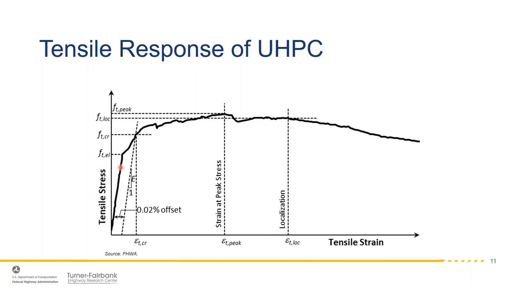So it's basically elastic until it cracks. And then after it cracks, the fibers get engaged and we get more and more cracking until eventually we get to a point where one crack becomes dominant and the fibers start to pull out. After this point, it's not really straining anymore. At this point, it's a crack opening behavior. But from here to here, it's a straining behavior.